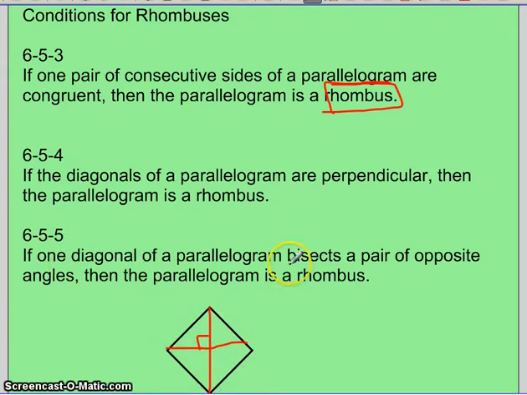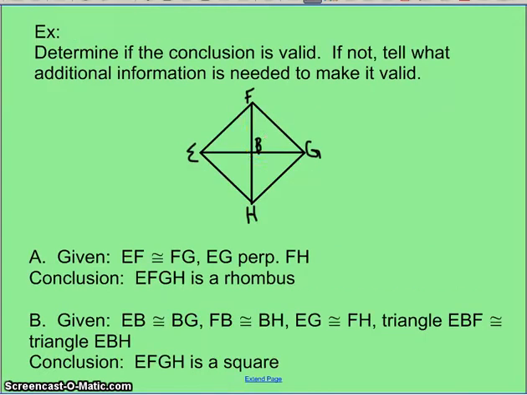Alright, if the diagonals of a parallelogram bisect a pair of opposite angles, then the parallelogram would be a rhombus. So again, a parallelogram, and now we're just going to bisect the opposite, or a pair, which just means that we just need one. So if it bisects the opposite angles, then it's going to make it a rhombus.